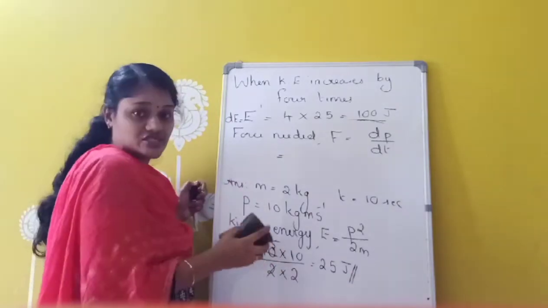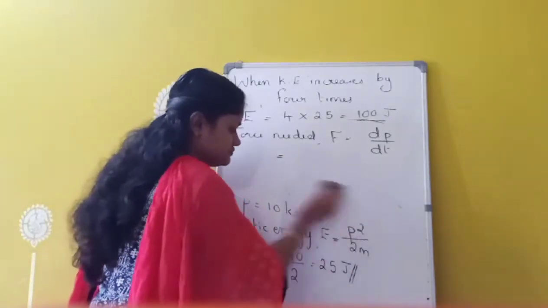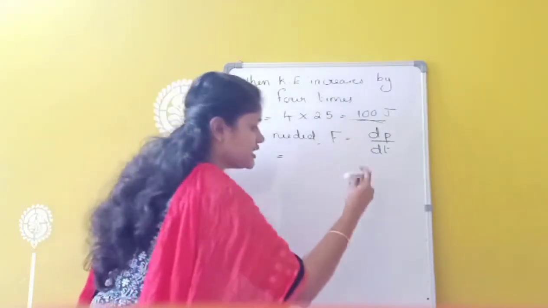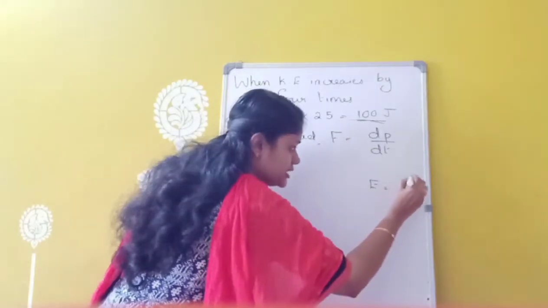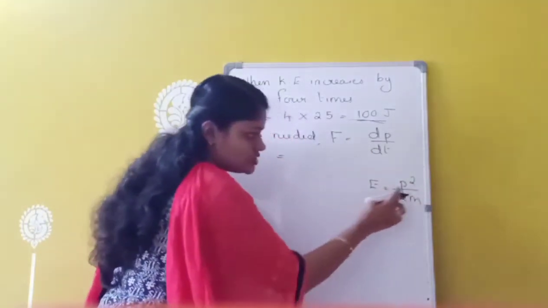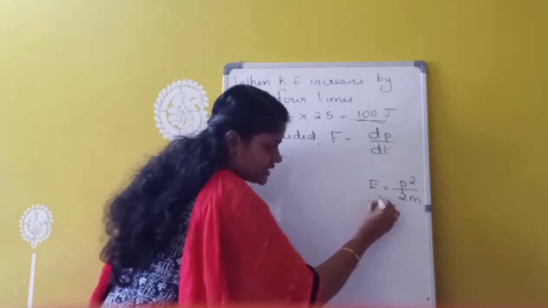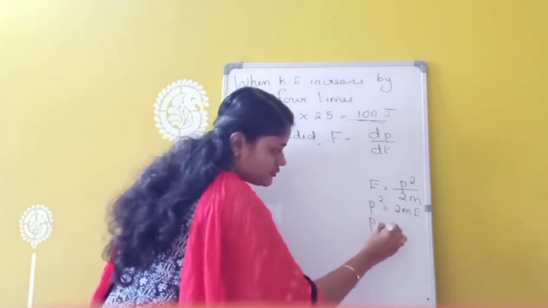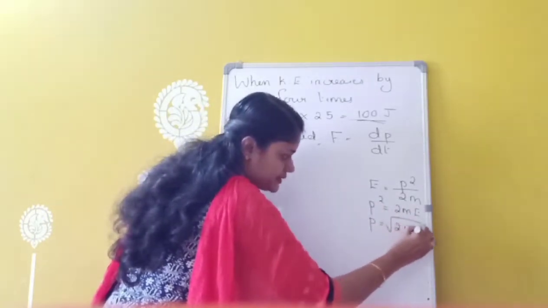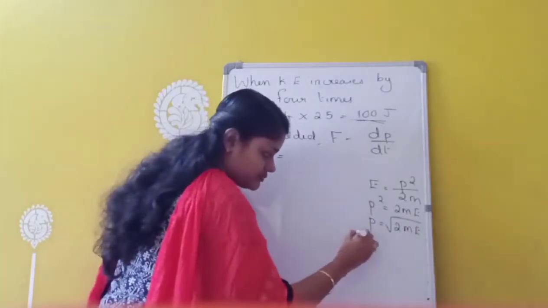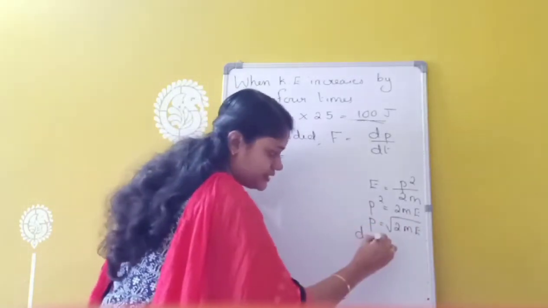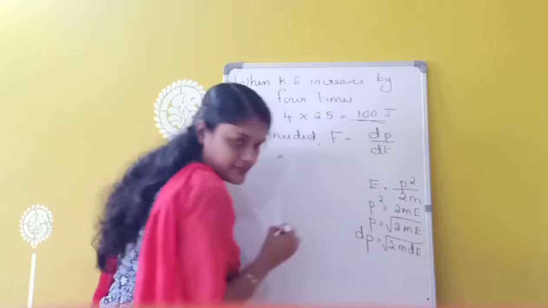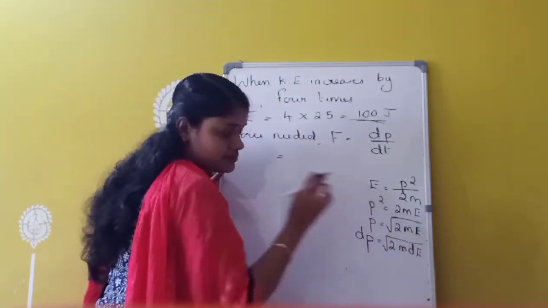We have the formula connecting momentum and energy: E equals P square by 2m. From this, how will you find P square? P square equals 2mE. Or how will you find P? P equals root of 2mE. That means if you want to find the change in momentum, dP equals root of 2m into the change in kinetic energy, dE.